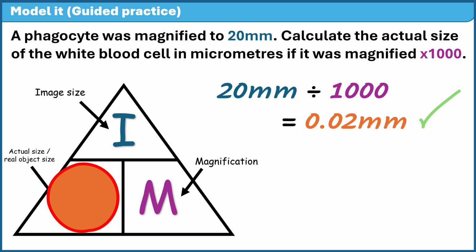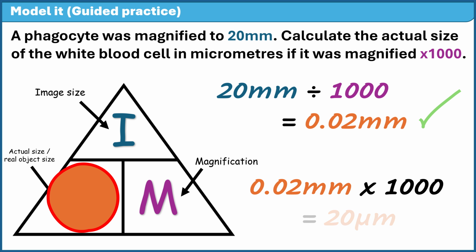Step 3 is to complete a unit conversion. As the question states, we must find the actual size in micrometres. There are 1,000 micrometres in 1 millimetre. Since we are going from a larger unit, millimetres, to a smaller unit, micrometres, we must multiply. Multiply if going to a smaller unit, MIS. The final answer for the actual size is 20 micrometres.